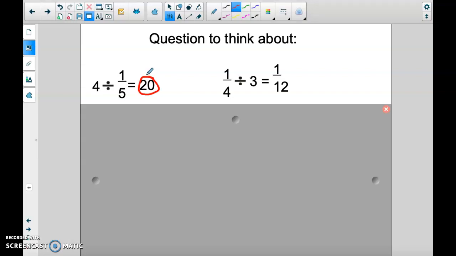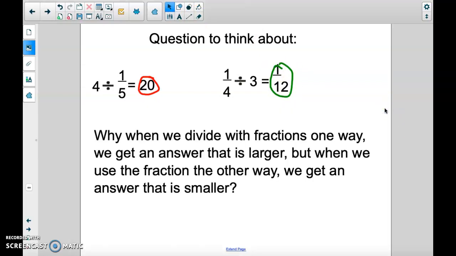Okay, so then maybe I think, all right, well, when I divide with fractions, the number gets bigger. Okay. 1/4 divided by 3 is 1/12. It didn't follow that rule I just came up with. I use a fraction here, but this time it gets smaller. I want you to think about that idea, right? Think about this question. Why, when we divide with fractions one way, do we get an answer that's larger, but when we divide fractions the other way, we get an answer that's smaller? I want you to think about that. Do you have a reason why? Pause the video and seriously think about this one, okay?